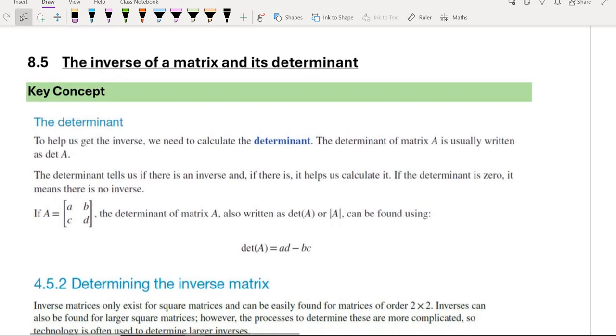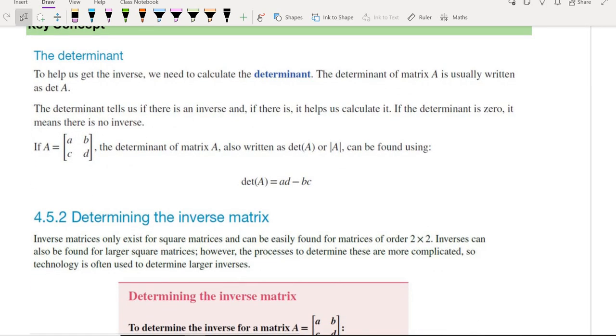When we're thinking about the inverse of a matrix, the first thing we need to think about is the determinant. The determinant is given by this formula, and to use it you'll need to label the elements in your matrix in this order: A, B, C, and D. Then simply take these numbers in this order, AD minus BC, and you'll get a number out of it.